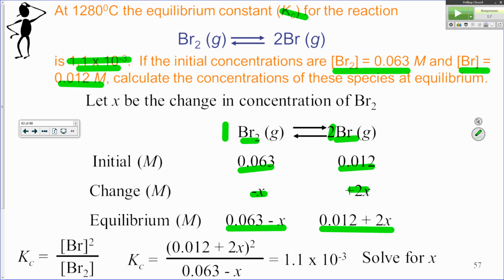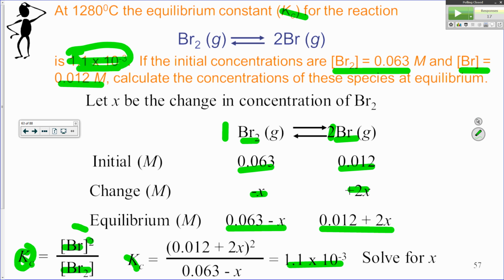So I take the K expression, products over reactants. K sub C equals the concentration of the products squared divided by the concentration of the reactants. And I know the value of K sub C. It's my 1.1 times 10 to the minus 3. So I know that term.